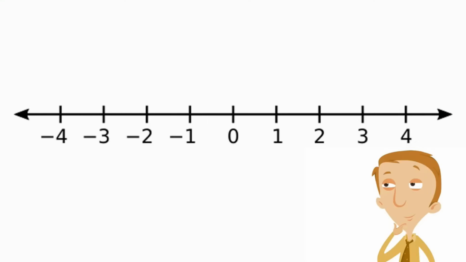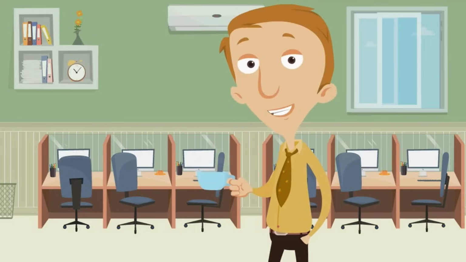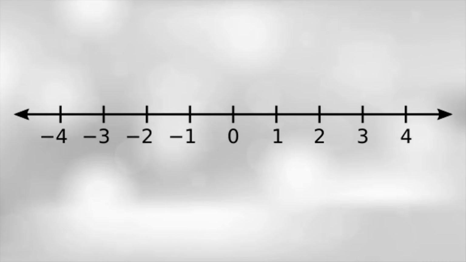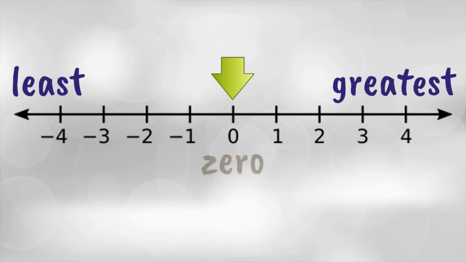Do you know what this is called? Yeah, it's called a number line. A number line. Which makes sense. It's a line and it has numbers on it, right? A number line is almost like a map of numbers. Numbers always go from least to greatest on a number line. On this number line, what number is in the middle? Yeah, 0. The number 0 is in the middle of this number line.